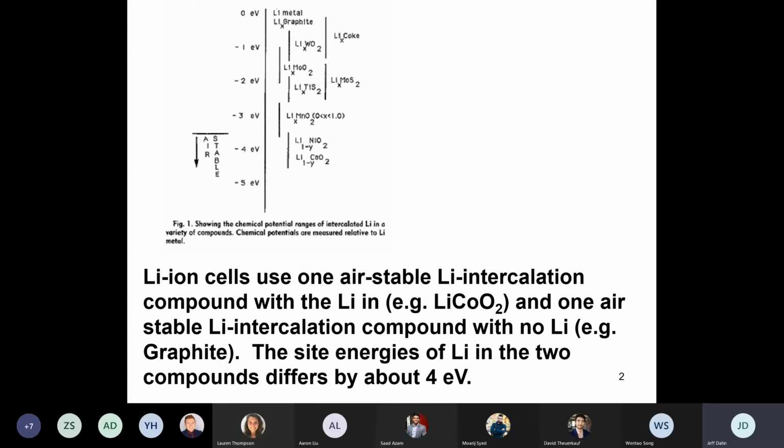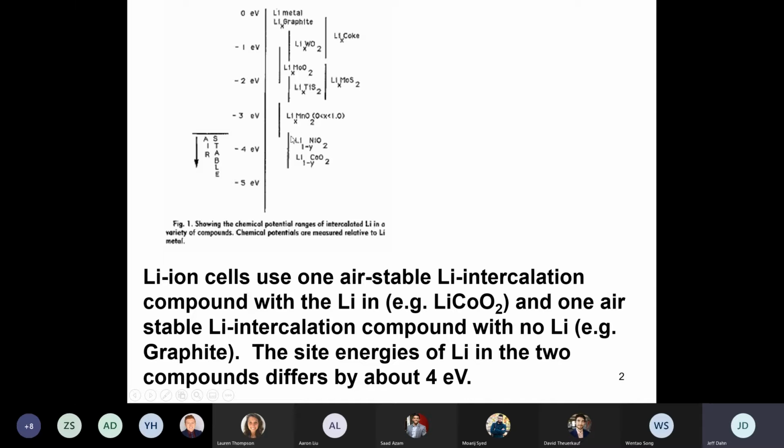The really important thing about lithium-ion batteries is they're selected to have a positive electrode which is stable in the air. If you look at this binding energy diagram, lithium cobalt oxide is stable in the air. It's down below the air stability limit. And the graphite is empty. It has no lithium. So it's also stable in the air, right? And this is key. You want to be able to make lithium-ion batteries in the open air.